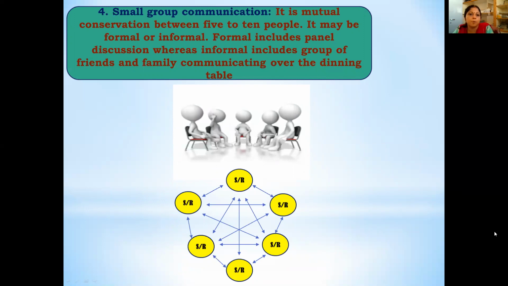But in small group communication, the source may become a receiver, and the receiver may become a source. You can see in this picture that everybody is communicating among themselves. He may be communicating with this person, maybe with that person, so there will be interaction among the people. Here the source may act as a receiver, and the receiver may act as a source, but they are interacting among themselves within a small group of people.